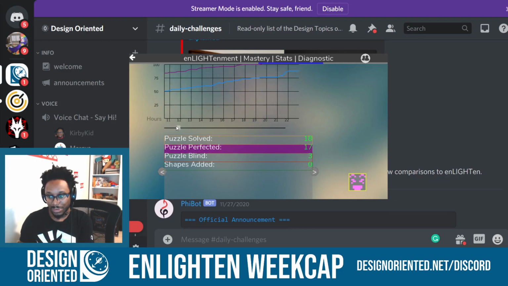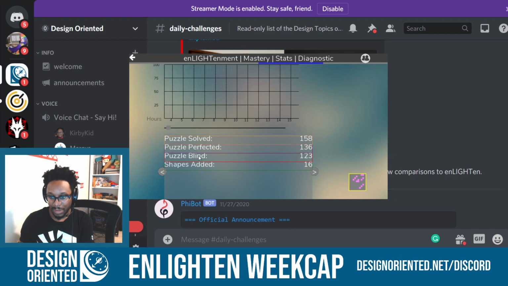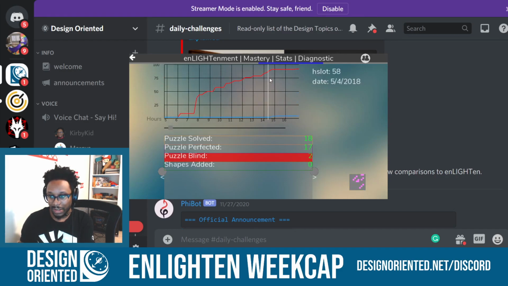How perfecting the puzzle trails solving it, right? Solving got to 100 puzzles right here, roughly at 15 hours, but at 15 hours only 67 were perfected, and then it follows up at roughly the same rate that the puzzles did. Blinding, people unlocking blind mode and then kind of going to town. The rate at which these puzzles are blinded is pretty constant, just chipping away at it every day. That's cool. Shapes added, nothing.